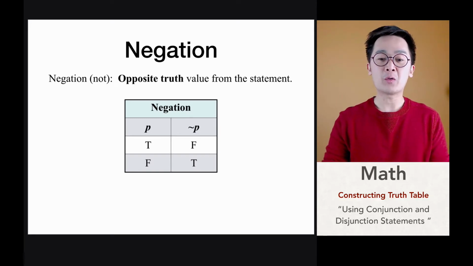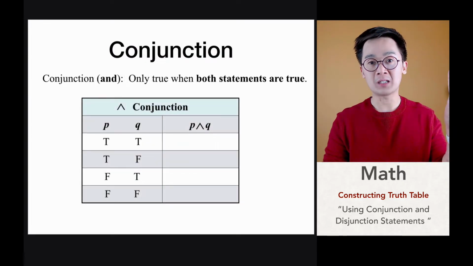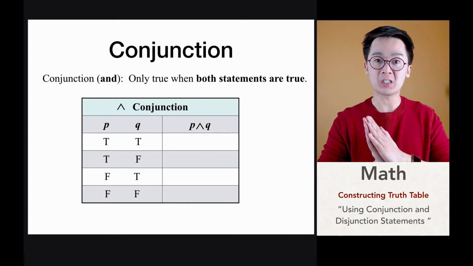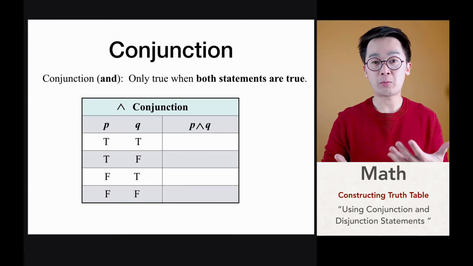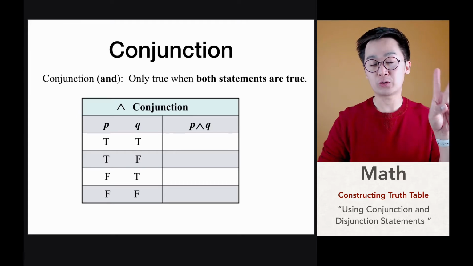Now let's say we're going to be working on compound statements, which means we have two basic statements, and we're going to combine them using an operation. We have several operations that we could use, and for today we're going to be seeing the conjunction and the disjunction operation and how we can create a truth table out of those two operations.